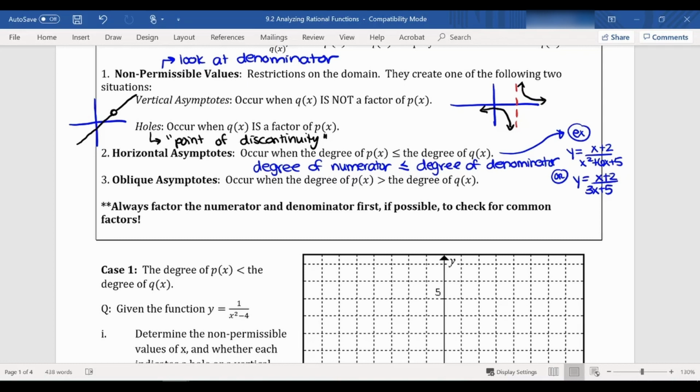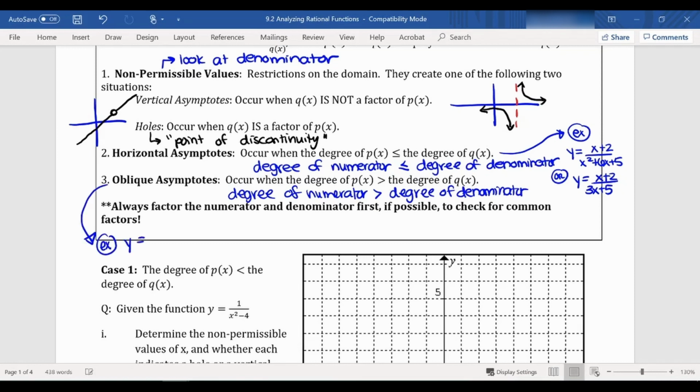Your oblique asymptote happens when the degree of the numerator, or P of x, is greater than the degree of the denominator, or Q of x. An oblique asymptote means your asymptote is a diagonal. It's a slanted line. It's not straight up and down or straight side to side, it's on a slant.